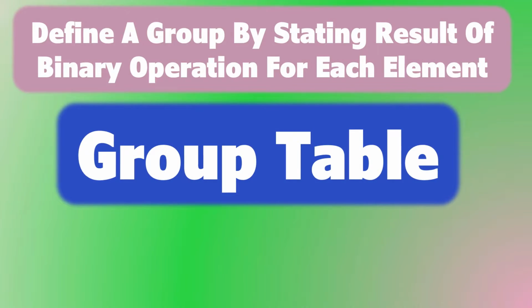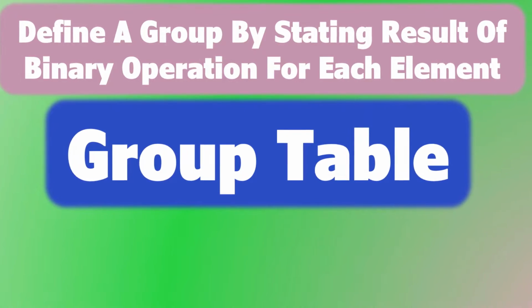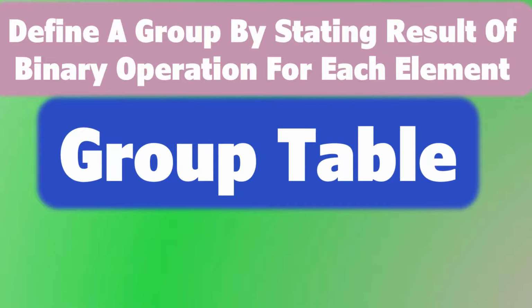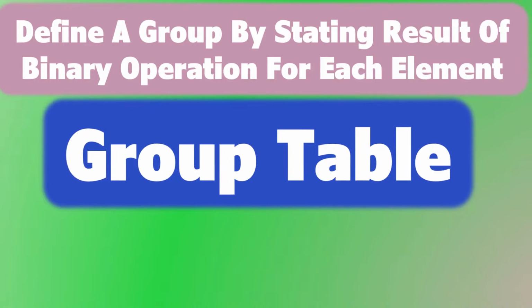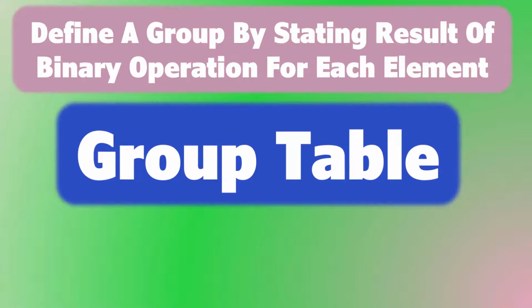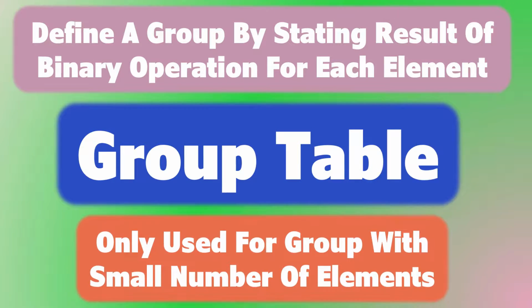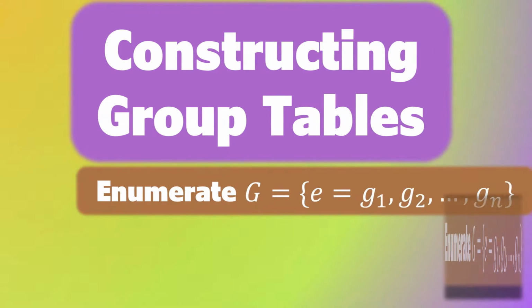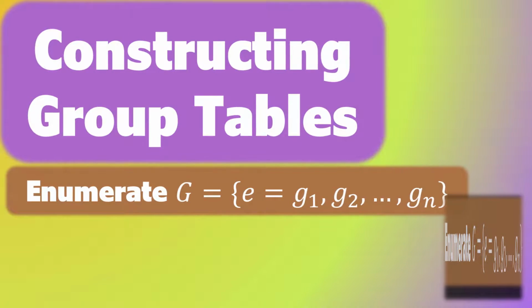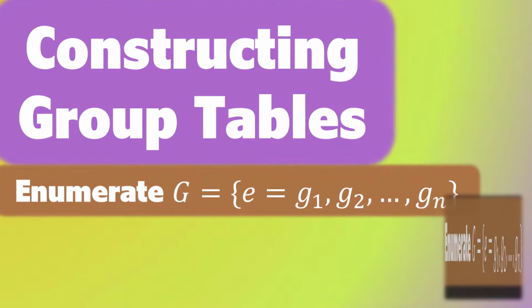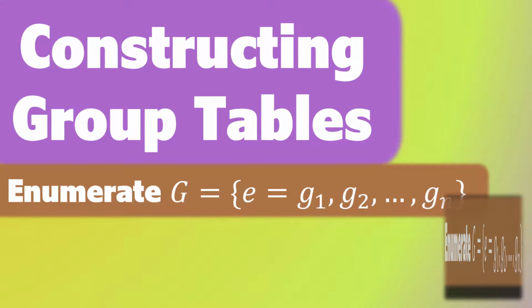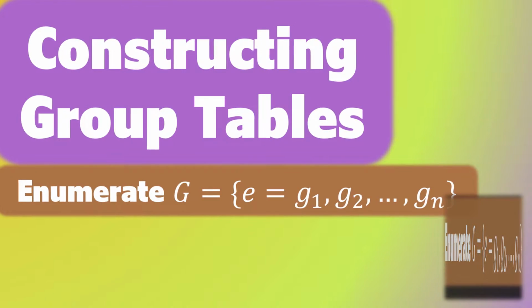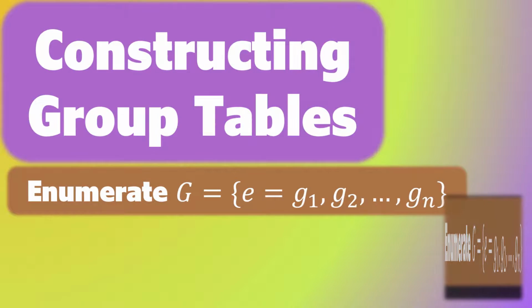First, a group table, also known as a Cayley table, is used to define a group by stating the result of the binary operation for each group element. This can only be used for groups with a small number of elements. To construct a group table, let G with binary operation dot be a small finite group and enumerate the set G starting from the identity element e up to g_n.